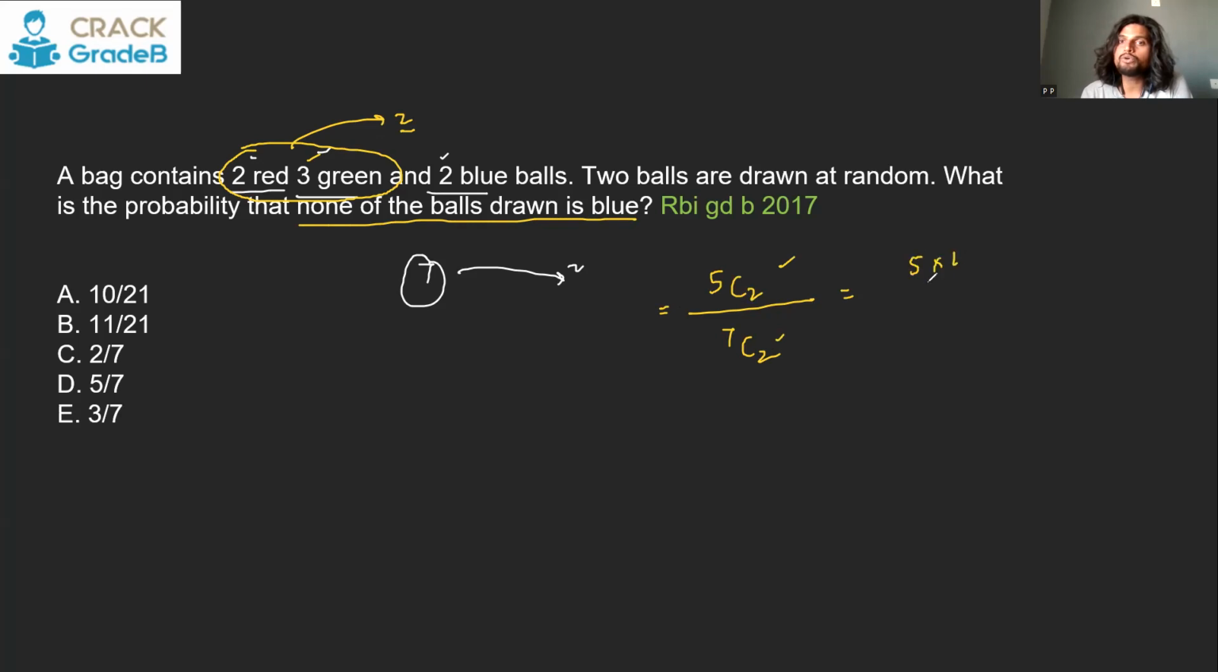5C2 is 5 into 4 upon 2. 7C2 is 7 into 6 upon 2. 2 gets cancelled. That is 20 upon 42 or 10 upon 21. So the probability here is going to be 10 upon 21. Easy.